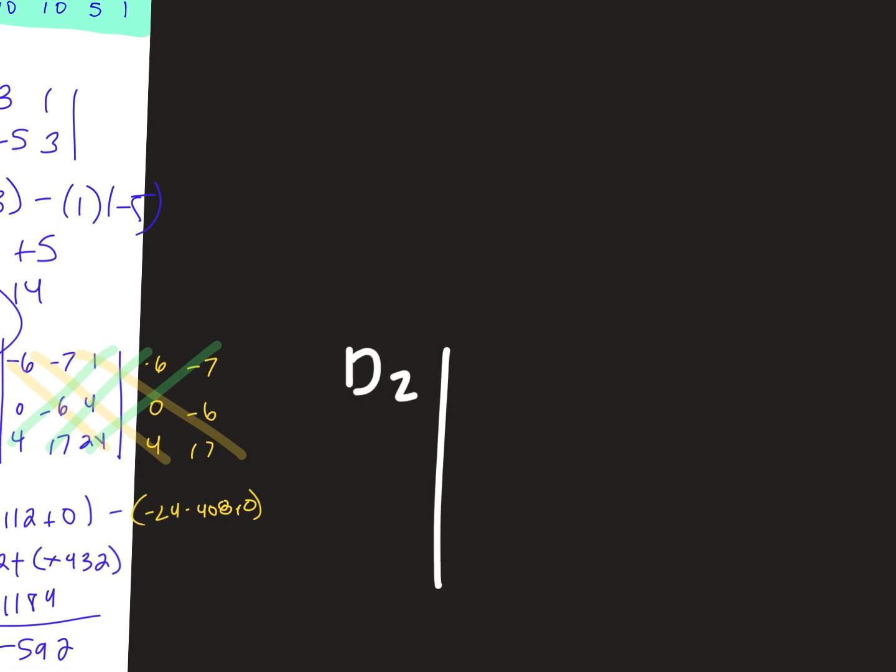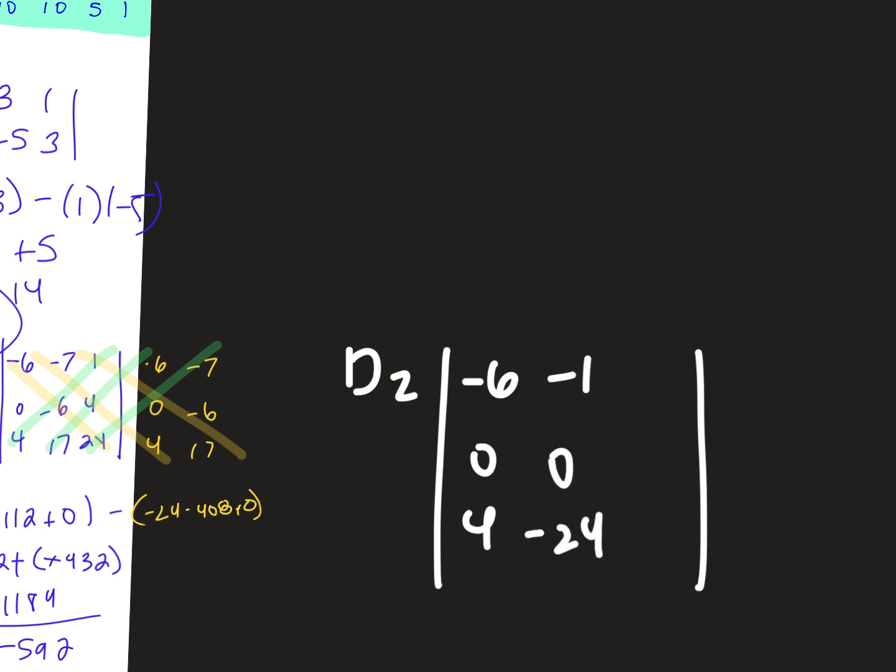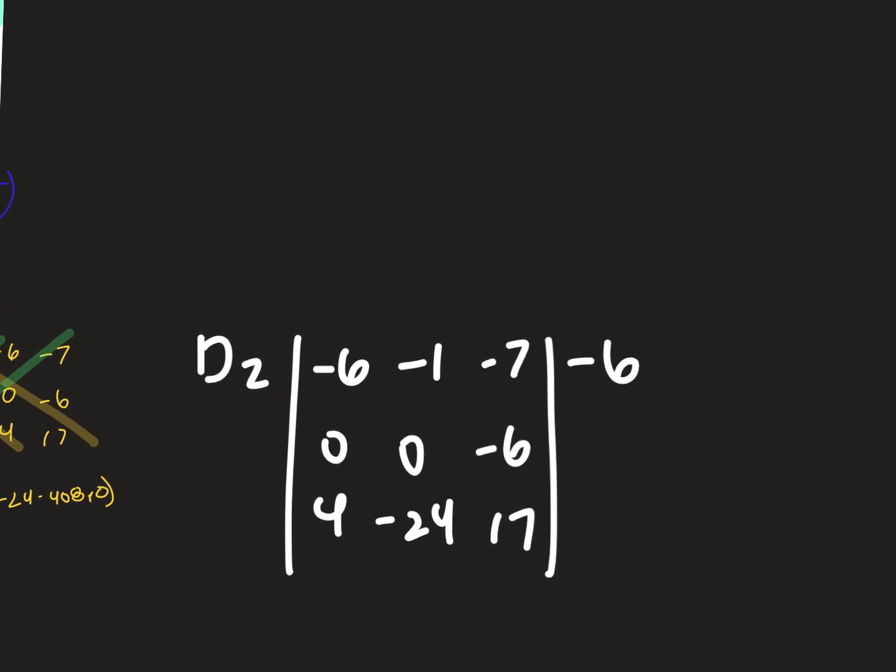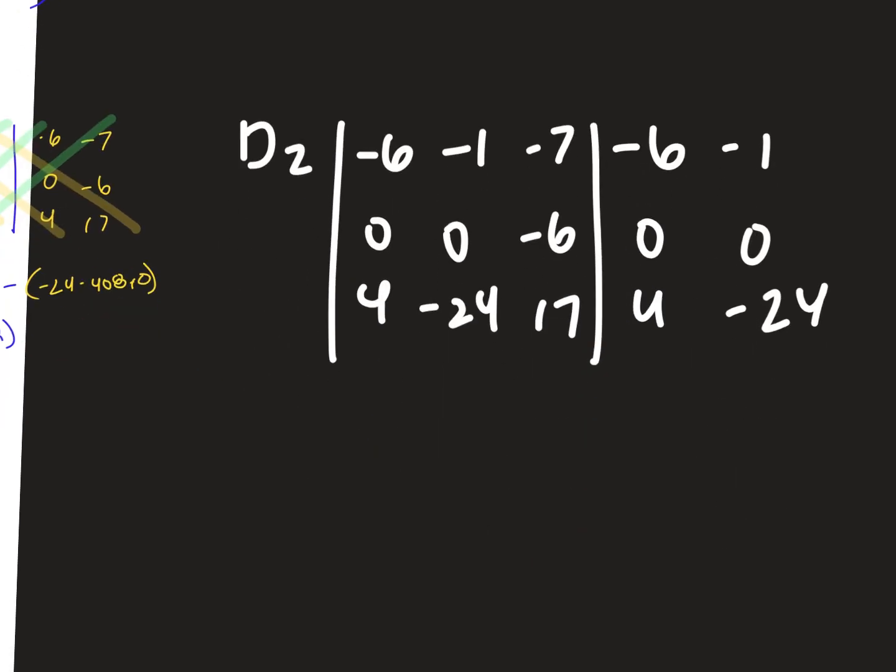So for d sub z, what goes in my x column? Negative 6, 0, 4. What goes in my y's? Negative 1, 0, negative 24. And then my answers go in z, so negative 7, negative 6, and 17. Rewrite the first two columns, negative 6, 0, 4, negative 1, 0, negative 24. Top left to bottom right. So boom, boom, boom.